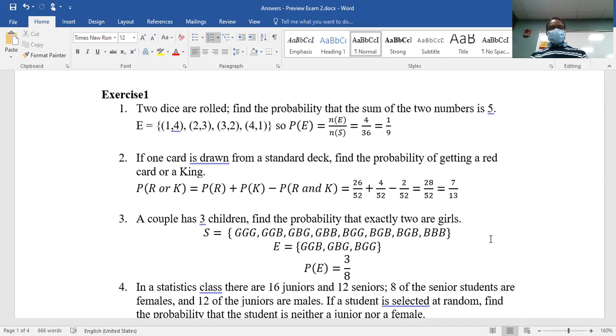So a couple have 3 children. Find the probability that exactly 2 are girls. We list all the outcomes. We have done this several times here, either with coin, head and tail, or with children, boys and girls. So we have 8 outcomes, out of which 3 are 2 girls. So the probability of having 2 girls is 3 over 8.